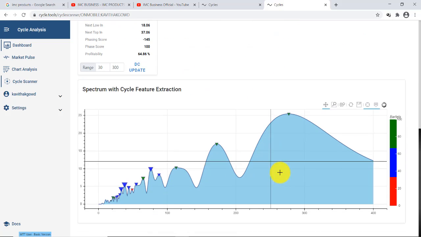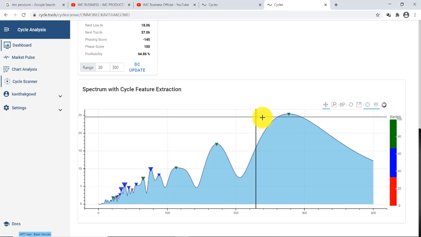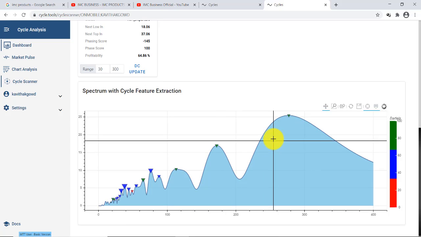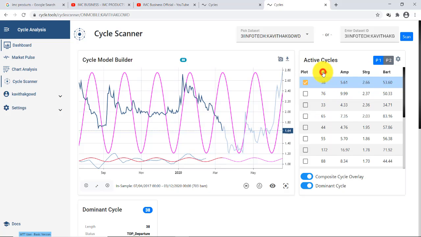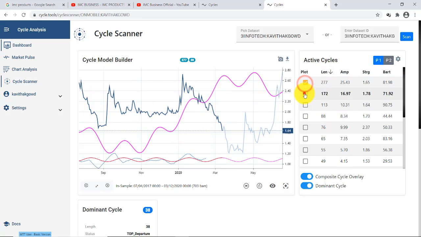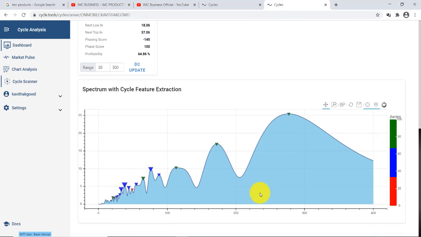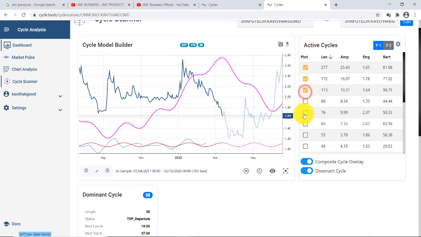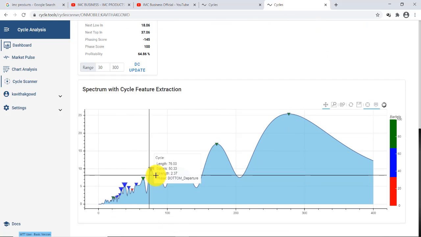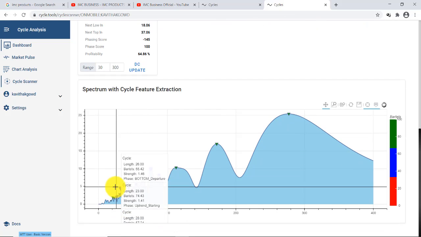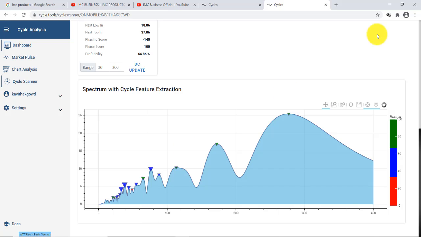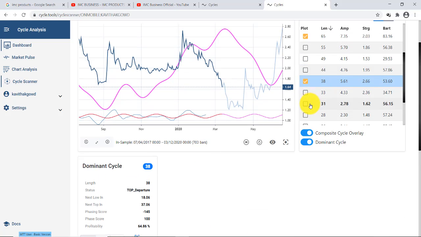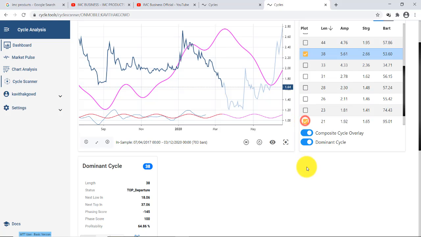So let's see, after applying all these cycles, how it will represent. 277, 172, 113, 65, and 21.